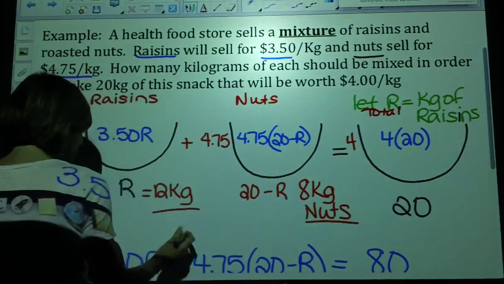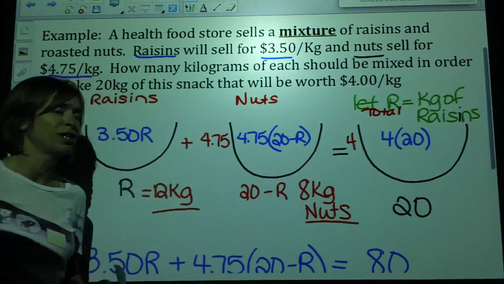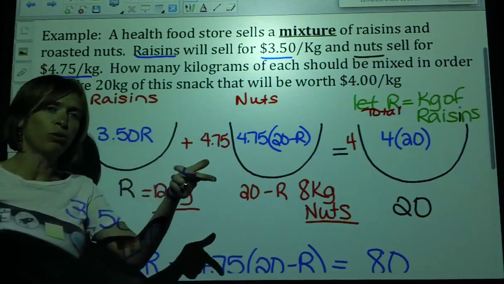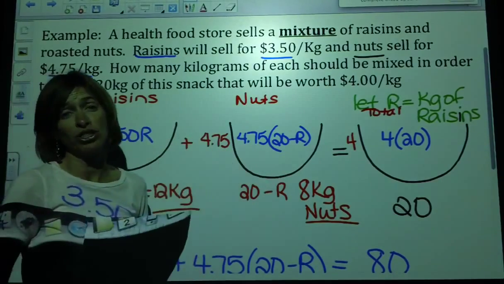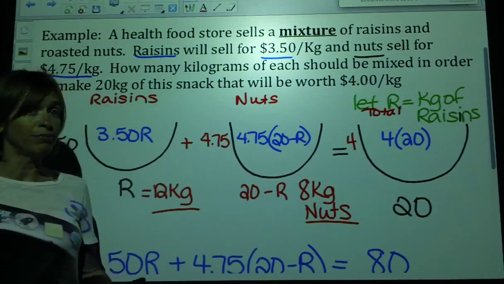If you think about it, this is very similar to the dimes and quarters questions, because we always took the number of dimes and quarters we had and then the value of each of them, and then we added them up to equal the total. Same type of problem.